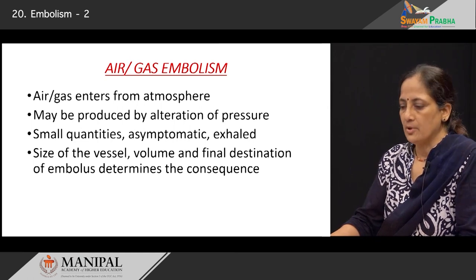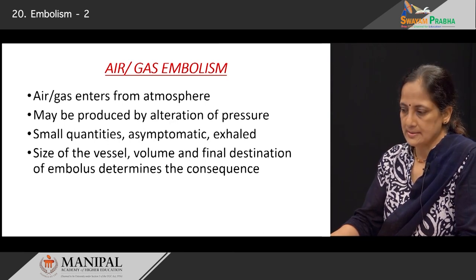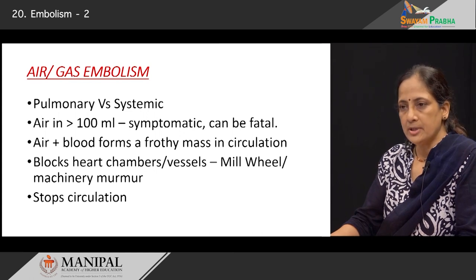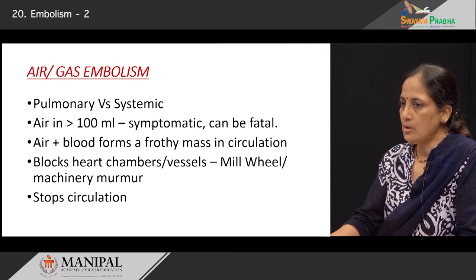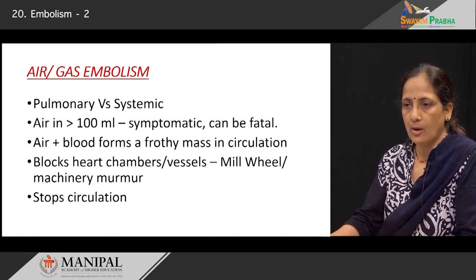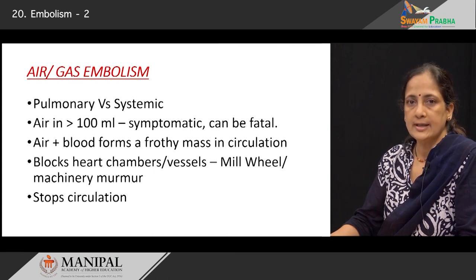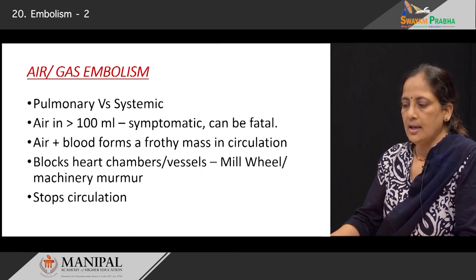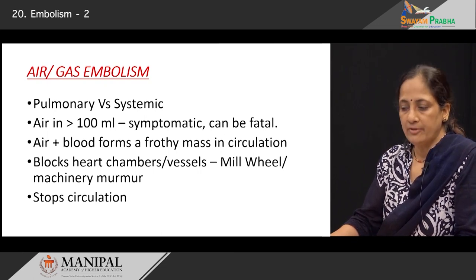The outcome of such emboli depends on the size of the vessel involved, the volume of the air or gas that is entering the circulation, and the final destination of the embolus. As with the thromboemboli, aerogas emboli can be pulmonary or systemic. When it is pulmonary emboli, small quantities are usually asymptomatic. However, if a volume of more than 100 ml of air is introduced into the venous side of the circulation, it can be symptomatic and even fatal.